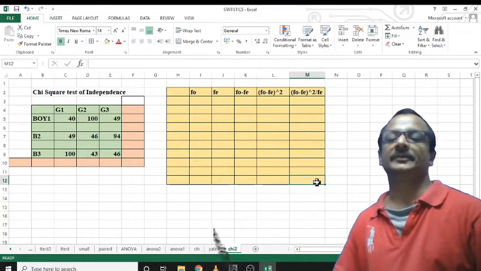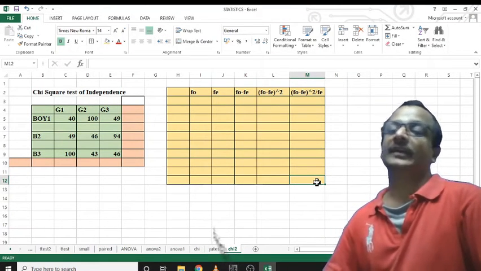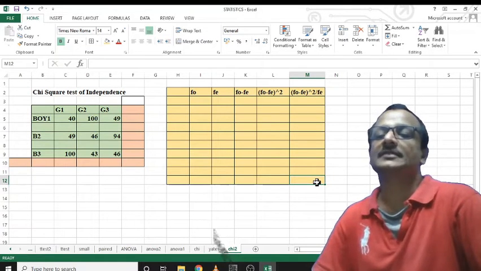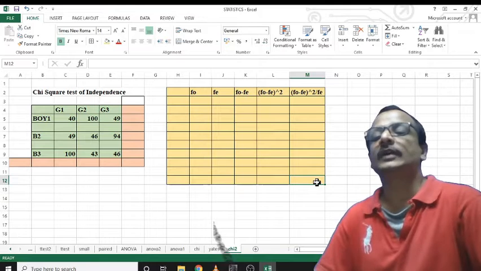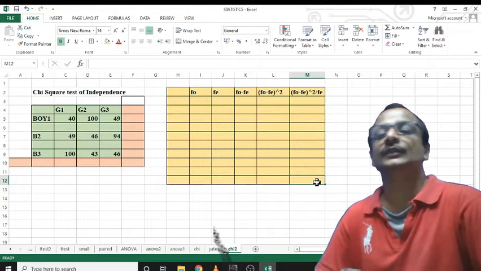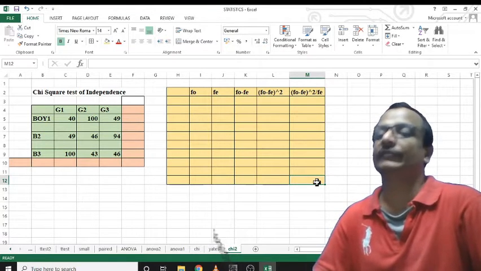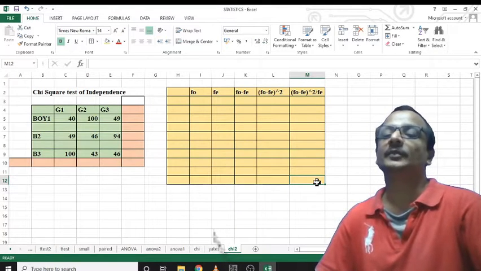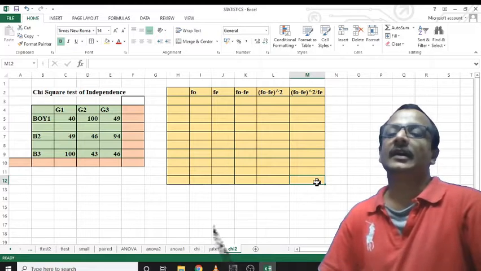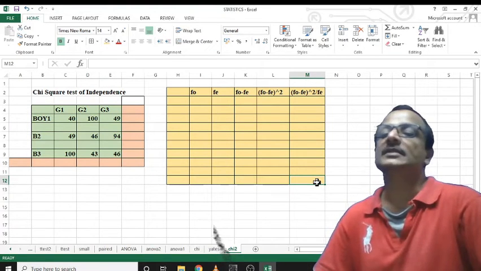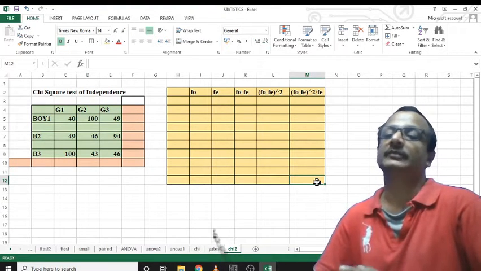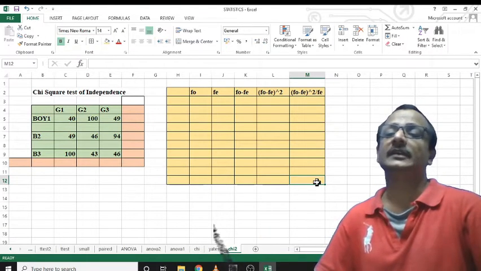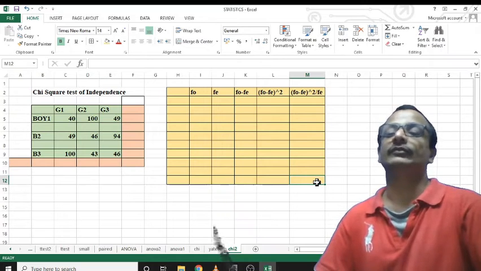Hi students, now we can go for another category of chi-square test. The first two categories we learned using chi-square are goodness of fit. Goodness of fit means we have the observed frequency, and from that value we calculate the expected frequency. And the expected frequency is added to the number of rows.